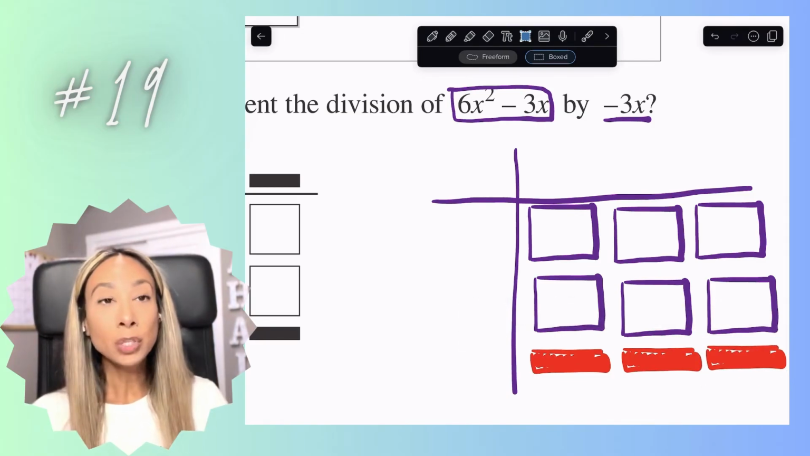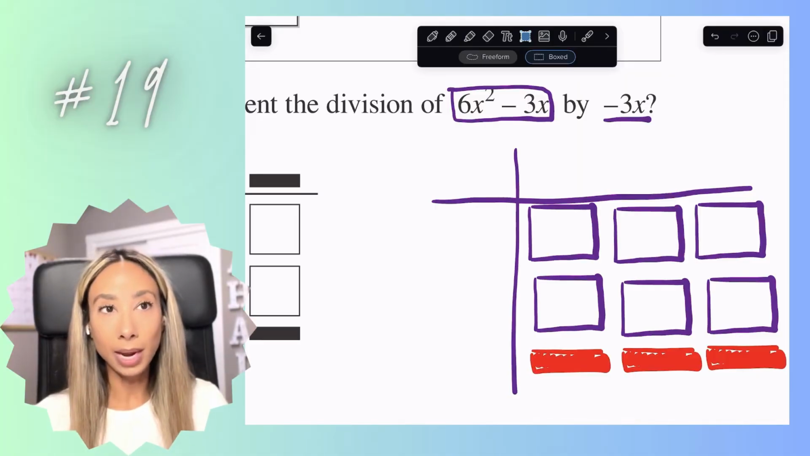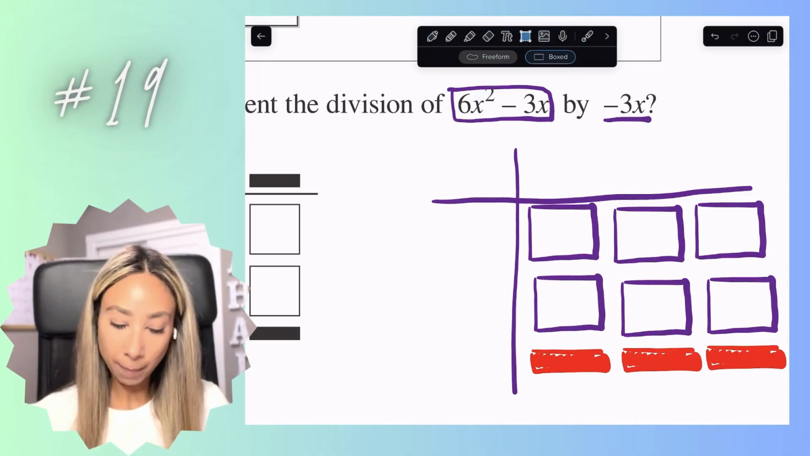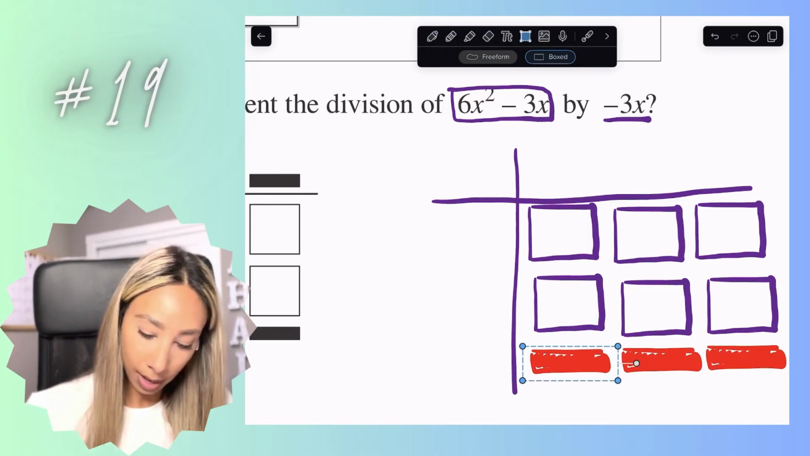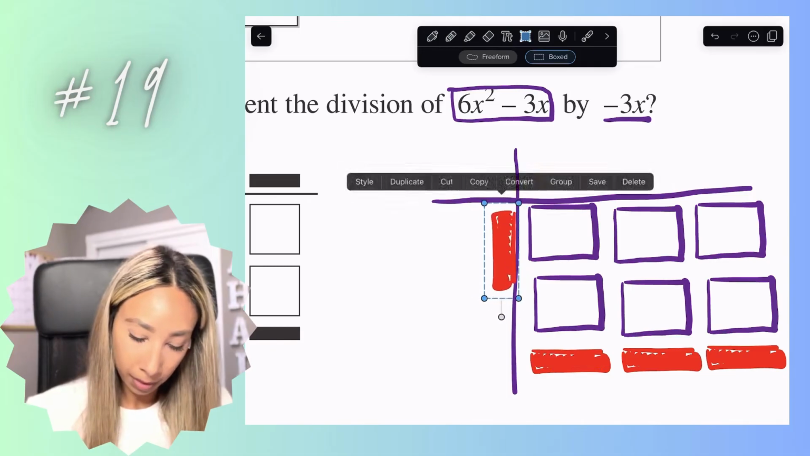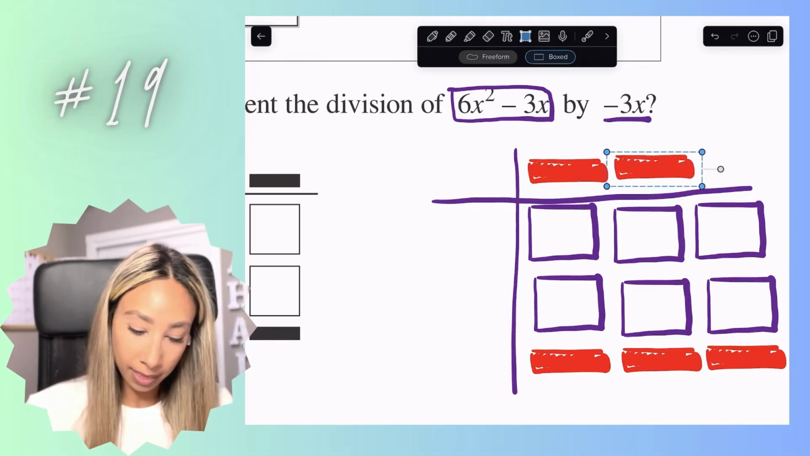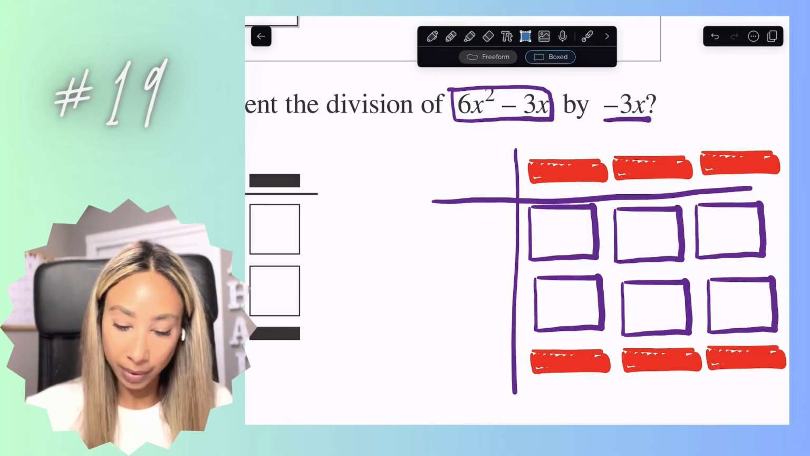Okay, perfect. So now we're dividing that by our 3x. Excuse me, we're dividing it by negative 3. If I'm dividing it by negative 3, what that means is I'm going to use the same tile, but it's going to be on the outside there. So 1, 2, and there's 3.